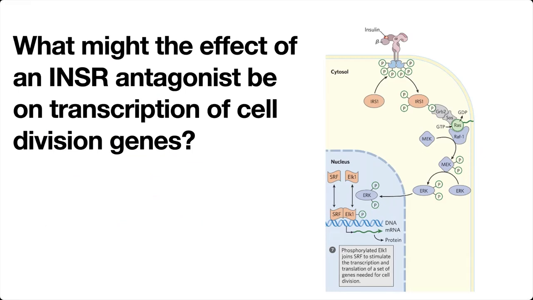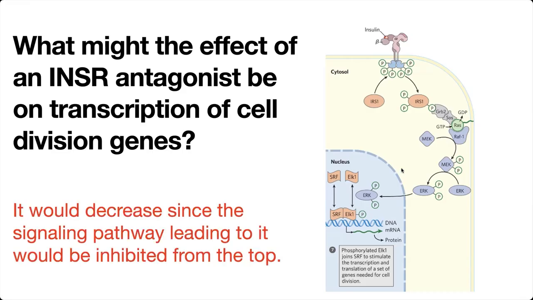What about the effects of an INSR antagonist on the transcription of cell division genes? So remember, an antagonist is going to prevent the activation. And if we're preventing the activation of the insulin receptor, and the insulin receptor was leading to the transcription of cell division genes, we're preventing the transcription of the cell division genes, so that's going to go down.